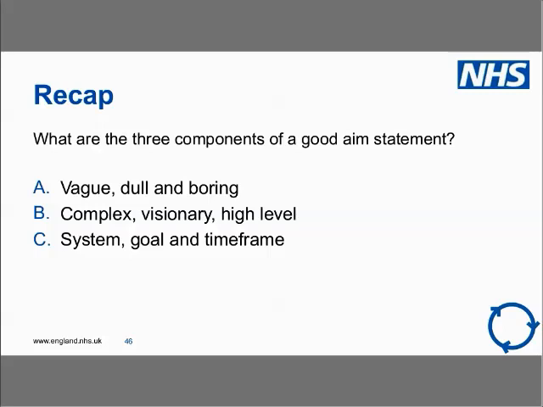What are the 3 components of a good aim statement? A, vague, dull and boring. B, complex, visionary and high level. Or C, system, goal and time frame. It says good aim statement, not common aim statement, doesn't it? Just to be sure. Yes. People don't just start randomly clicking answers. Well, vague, dull and boring, unfortunately, is common, but a good aim statement should have what?